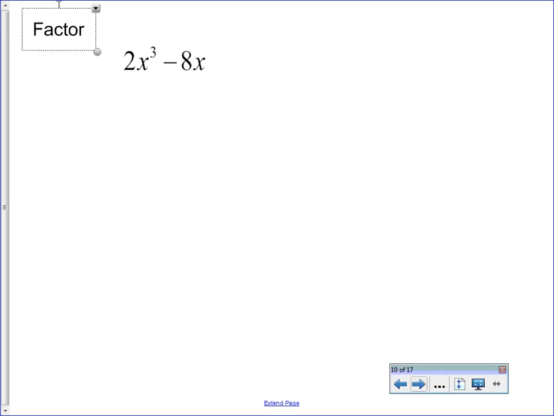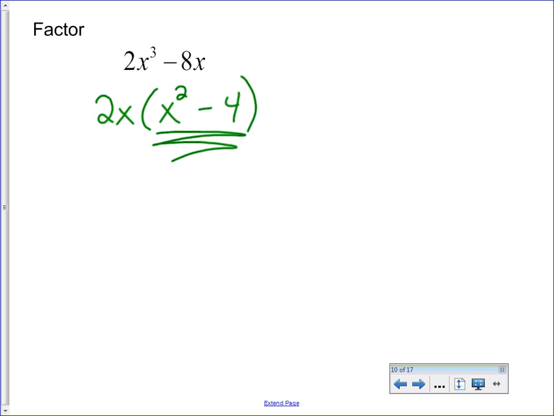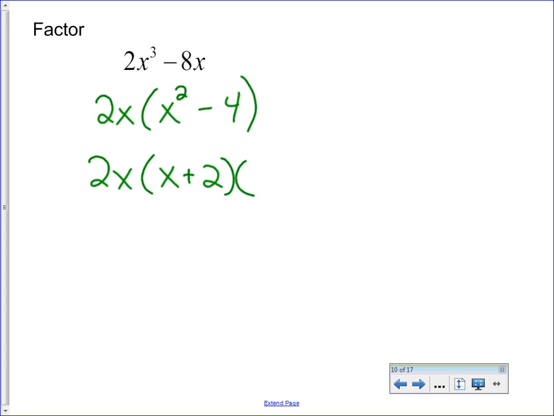Number 9. Once again, it's a binomial, but as we said before, our first step always has to be to pull out the greatest common factor. Notice both terms are divisible by 2, and both terms have at least 1 x, so we can pull out 2x. And what's left is x squared minus 4. But we don't stop there because this part here is a difference of squares. So it can be broken down further as x plus 2, x minus 2.